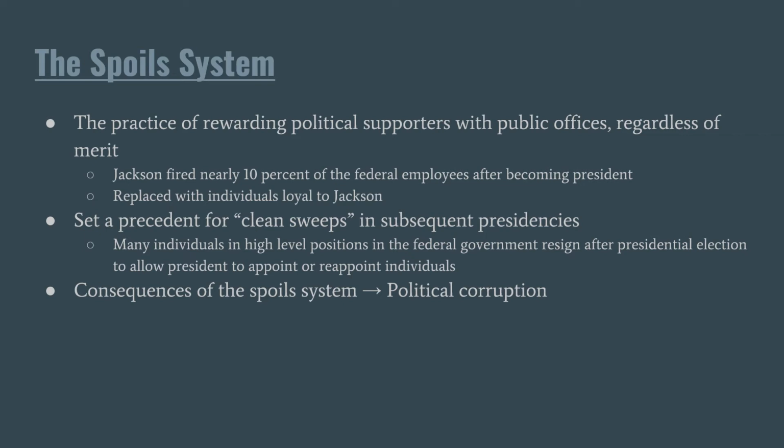And what we're going to see with the spoils system is it very much leads to political corruption, people trying to curry favor with the president in order to reap the benefits of being a federal employee.